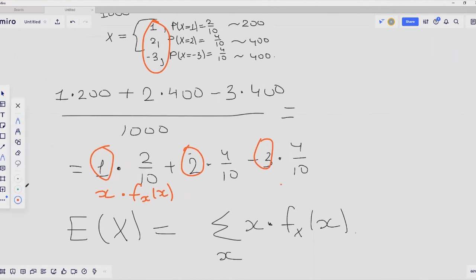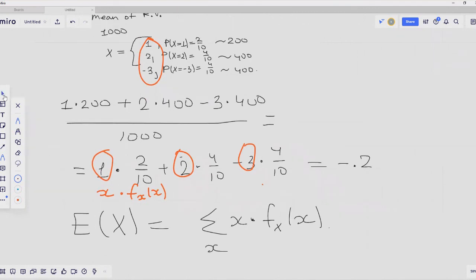So this sum here is equal to 6 over 10 minus 10 over 10 minus 1.2. So this is minus 0.2. So we expect to lose 20 cents on average if we play this game a single time. So you shouldn't play this game.